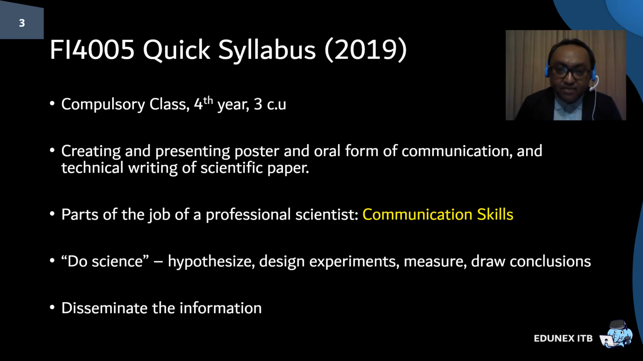writing a scientific paper. The objective of the class is to teach communication skills, which is a very important ability that is required in the professional and scientific job market. This is true to the fact that doing science is not only to hypothesize, design and conduct experiments and draw conclusions, but also to disseminate important information or findings from particular research to the public efficiently and effectively.